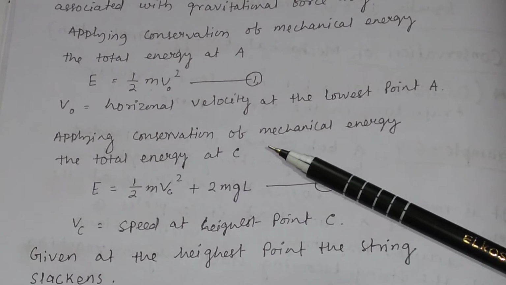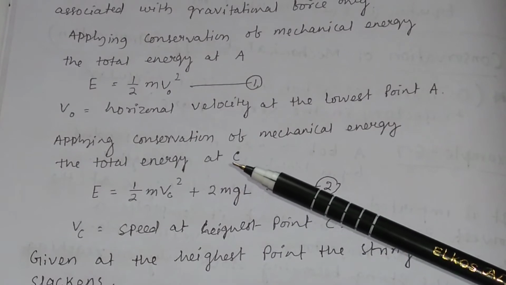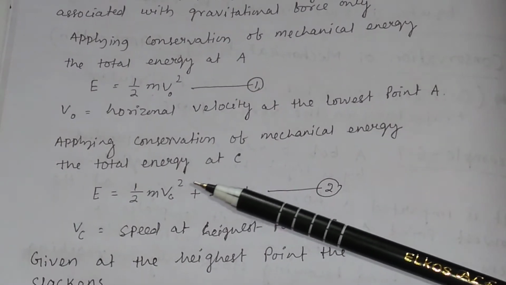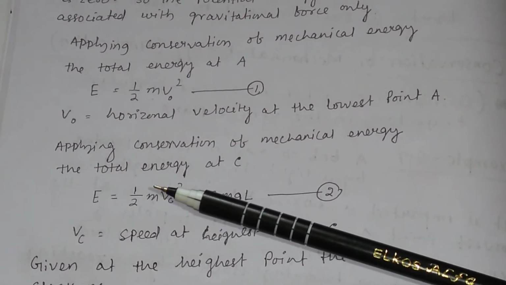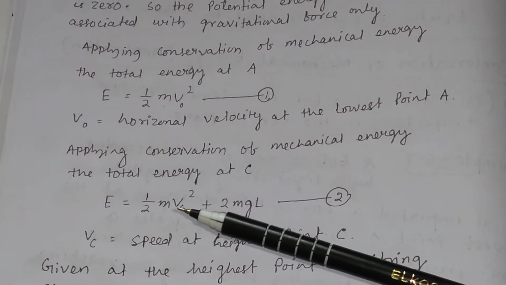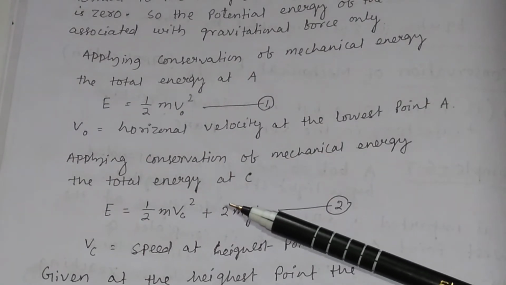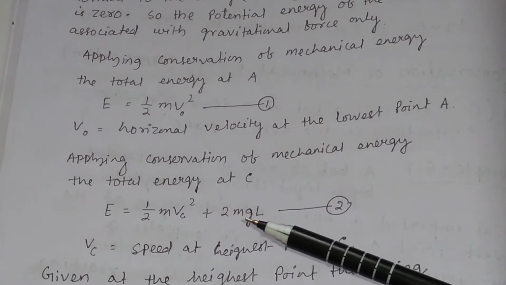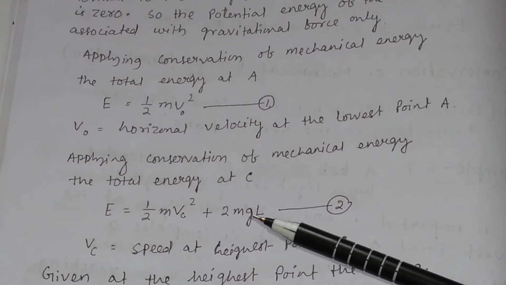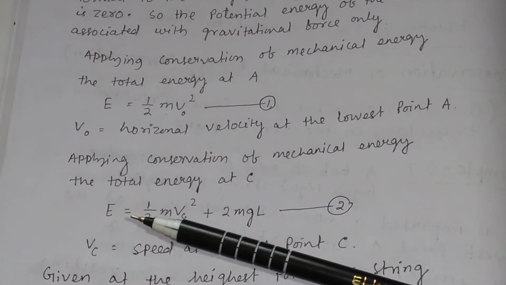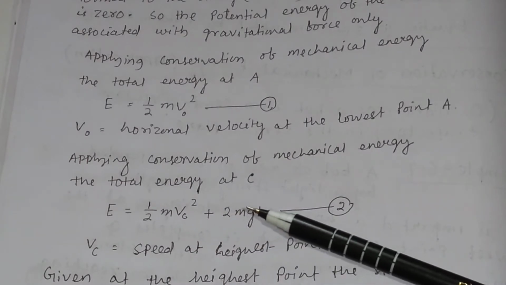Similarly, applying conservation of mechanical energy, the total energy at the highest point C will be equal to the sum of the potential energy and kinetic energy. At the highest point C, the velocity is equal to vc. So the kinetic energy at the highest point will be half mvc square, plus 2mgL, because the height is equal to 2L. So the potential energy will be equal to mg into 2L. So the total mechanical energy will be E, that is equal to half mvc square plus 2mgL.